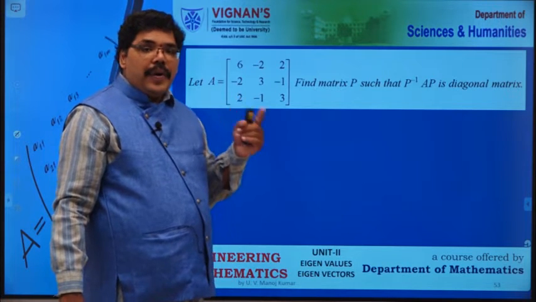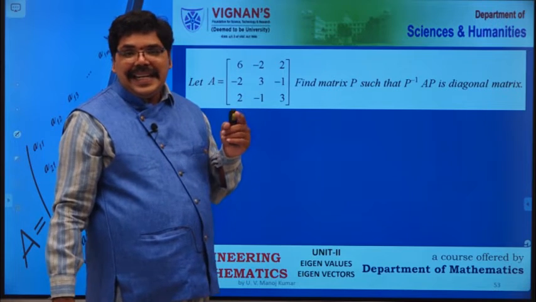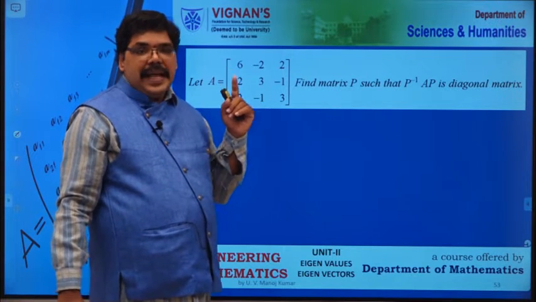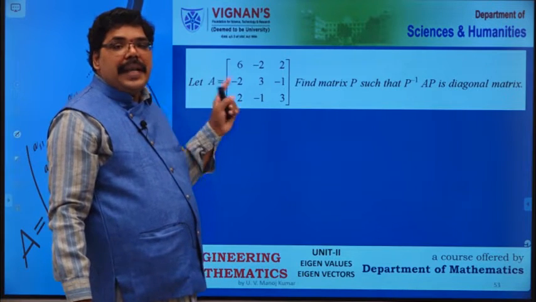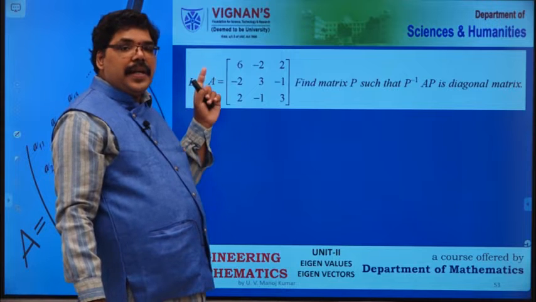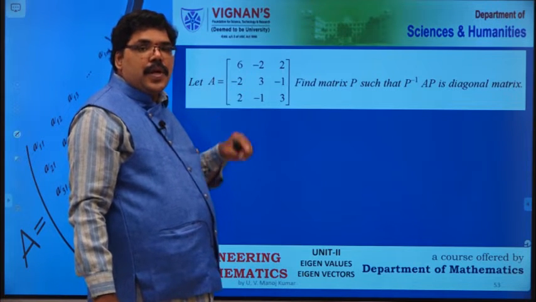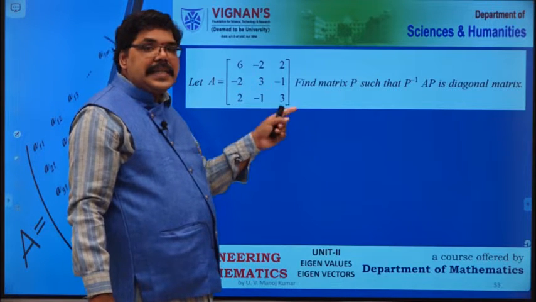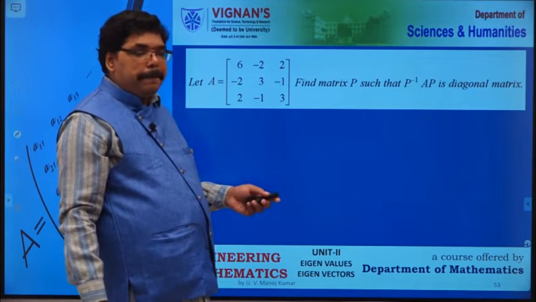So how are we doing that? For finding the model matrix, we calculate eigenvectors. For finding the diagonal matrix, we calculate eigenvalues. So for this 3 by 3 matrix, calculate both the eigenvalues and the eigenvectors as in the problem just solved, and please inform me what the resultant diagonal matrix is.